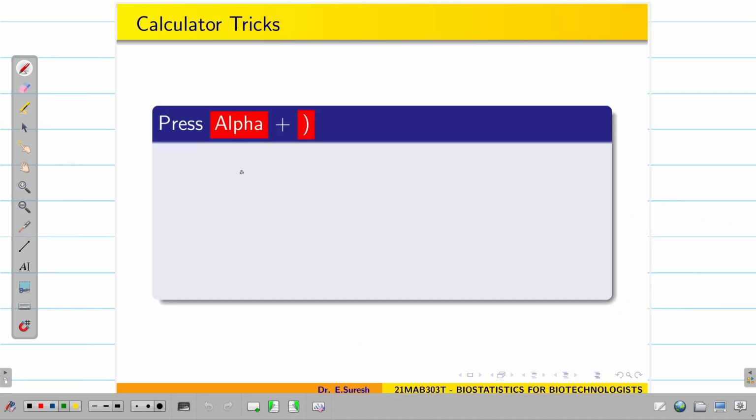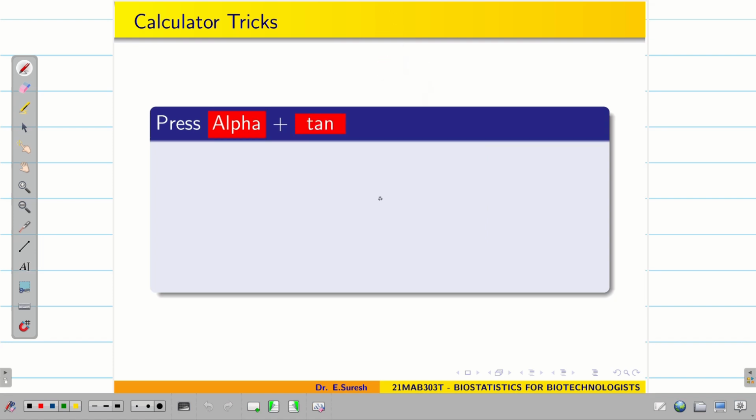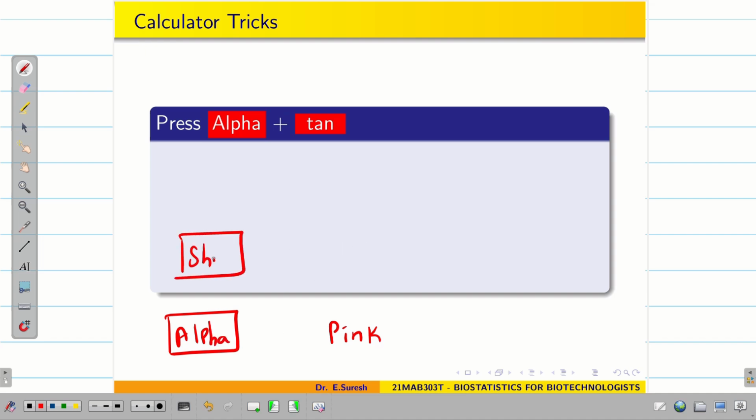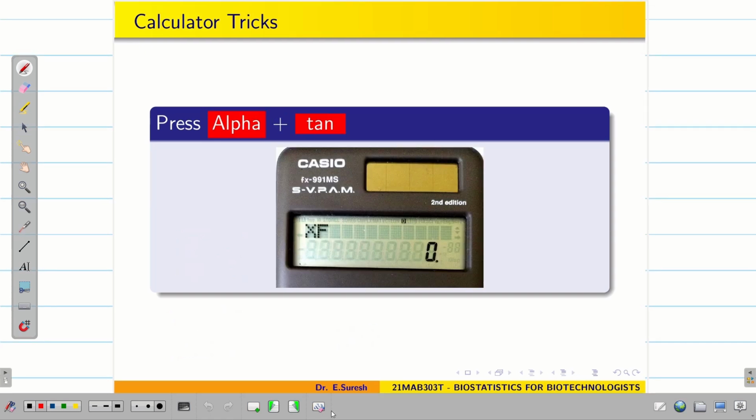Now in your calculator, press alpha and then this closed bracket button, then you can see the display X. For multiplication, you don't need to put the multiplication symbol. Next, to put the notation capital F, press alpha plus tan. Very important, in your calculator, if some data is in pink color, you have to use alpha. If some data is in yellow color, then we have to use shift. This is the basic idea. Now when you press alpha plus tan, you can find XF.